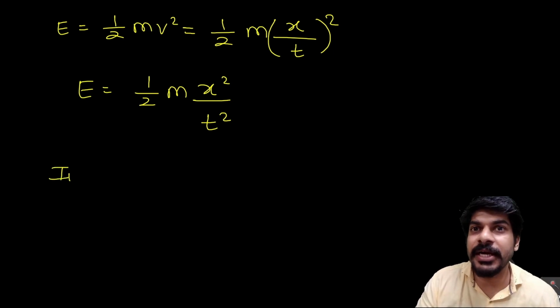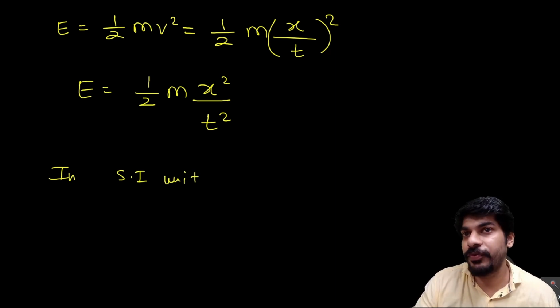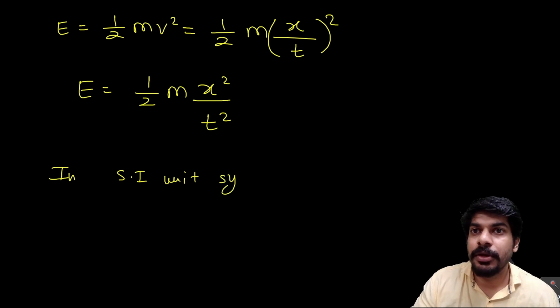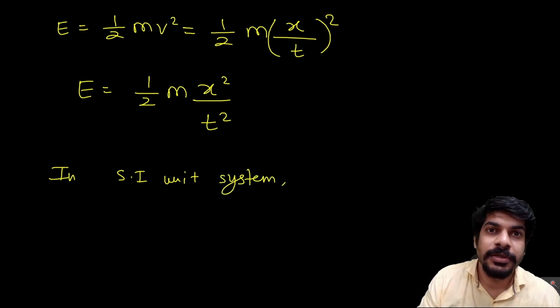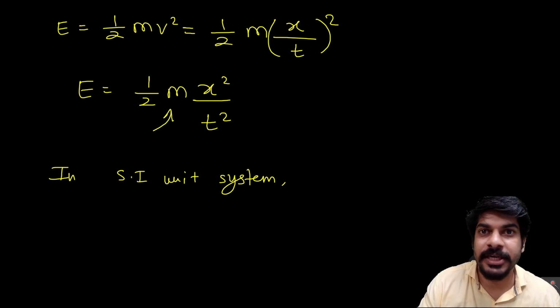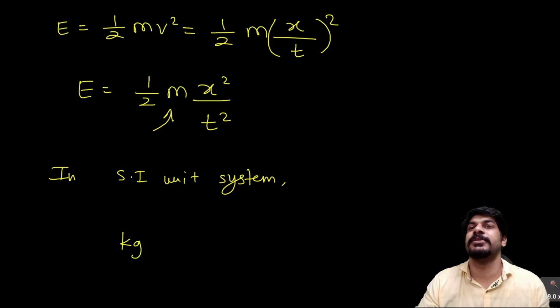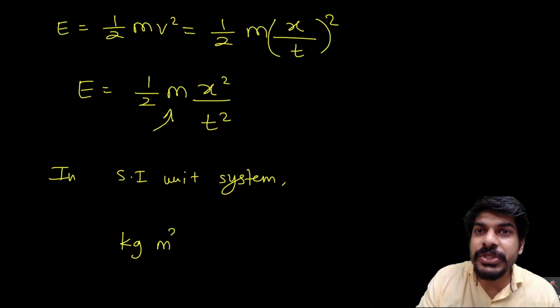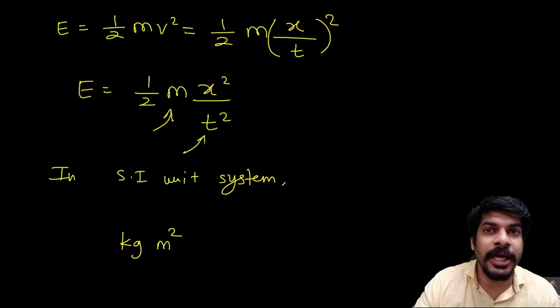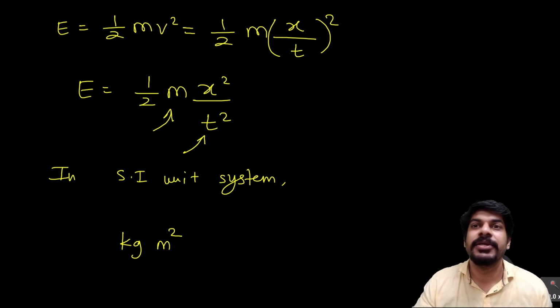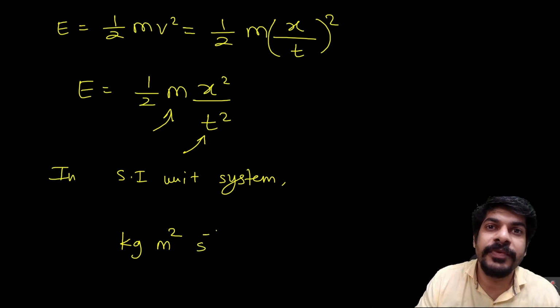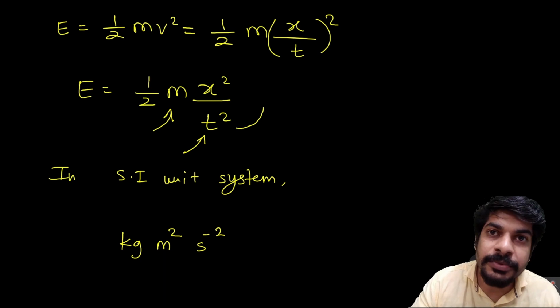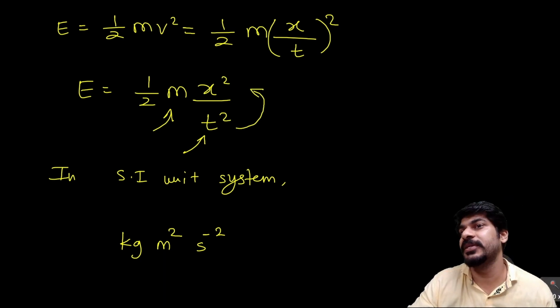Now in the SI unit system, the unit of measurement of energy will be what? See, here you have mass, that means it is kg. Then this is x, that is some distance, so it will be meter squared, right? And you can see there is time in the denominator, it is squared, so it will be second to the power minus 2, because when it comes to the numerator it will be inverse, isn't it?